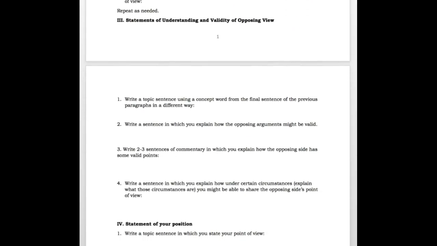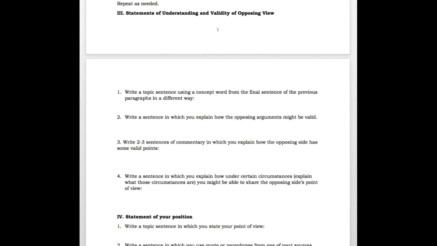Section 3 is statements of understanding and validity of opposing view. So you're going to do the same process again. Write a topic sentence using a concept word from the final sentence of the previous paragraphs in a different way. And then write a sentence in which you explain how the opposing arguments might be valid. Then 2 or 3 sentences of commentary in which you explain how the opposing side has some valid points. And then write a sentence in which you explain how under certain circumstances, and explain what those circumstances are, you might be able to share that same position.